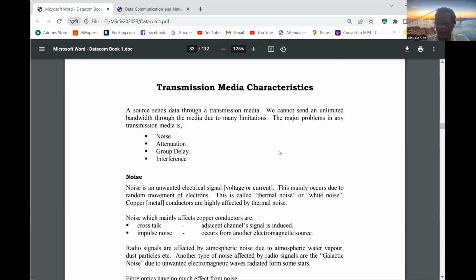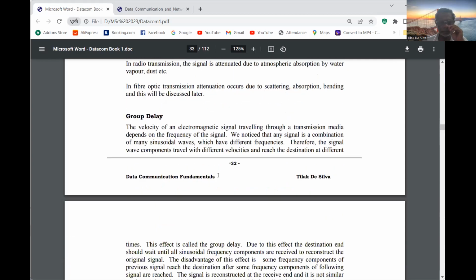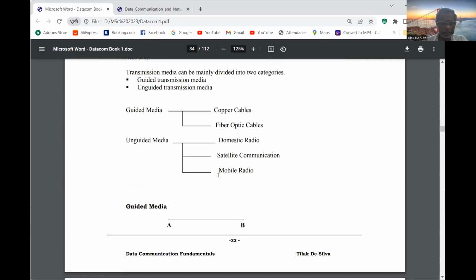Okay. Right. Now we discuss transmission media. Transmission media impairments: the problems are noise, attenuation, group delay, and interference. Please read this lesson, where it is explained what attenuation, group delay, and interference are.